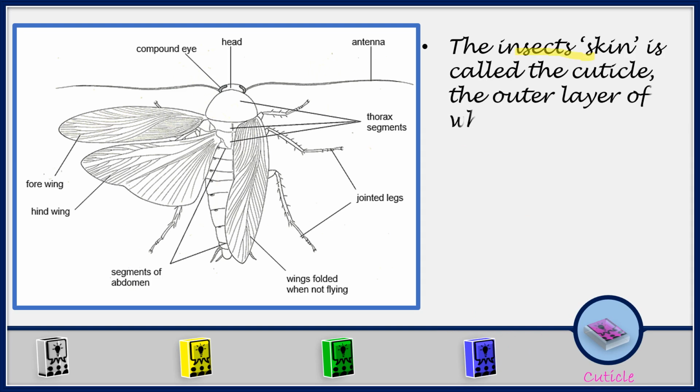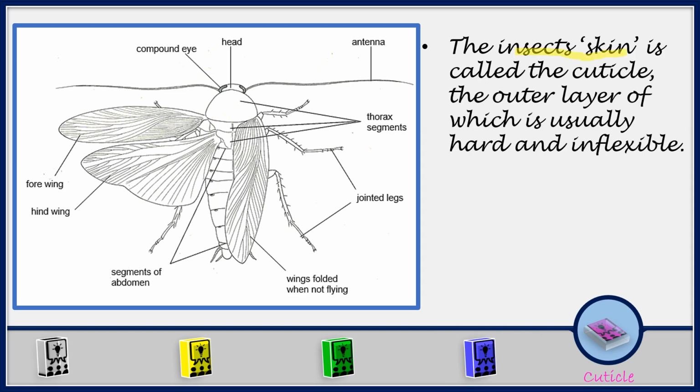The insect's skin is called the cuticle, and the outer layer of it is hard and inflexible. So we have the outer part of the insect. This outer part, all of it, we call the cuticle, and it is very hard and inflexible.